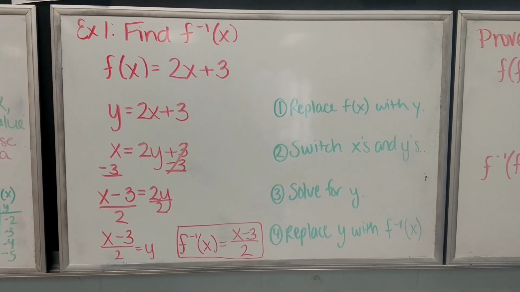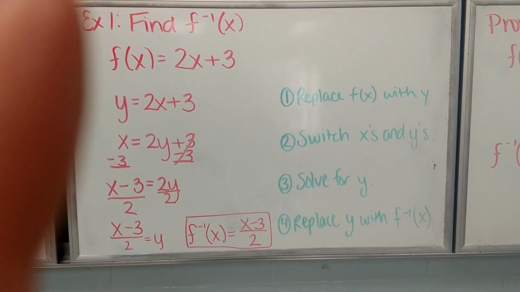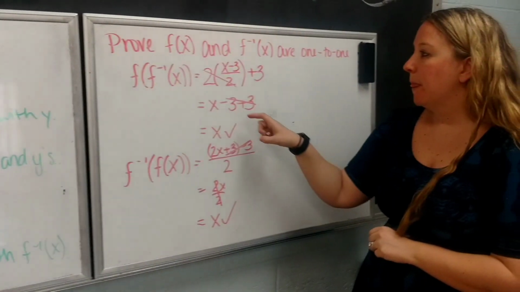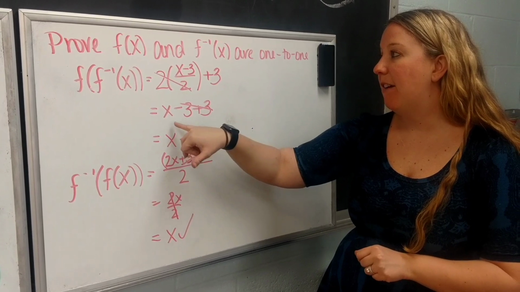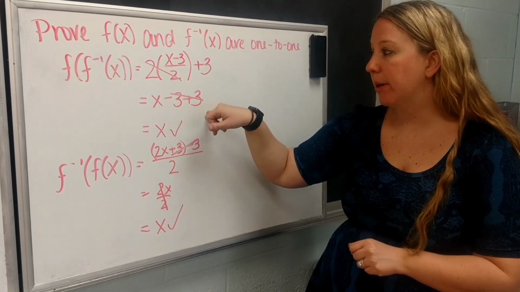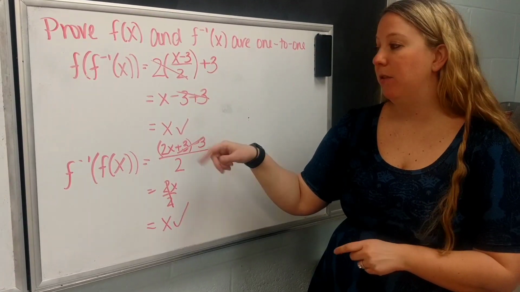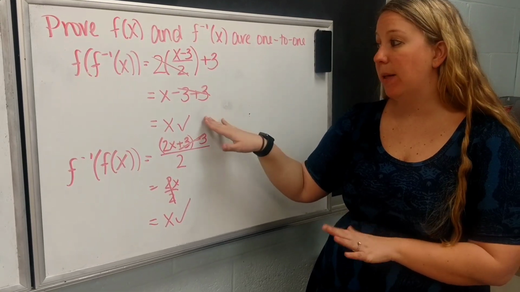So that's the inverse function to the original function. So here, my 2 over 2, these will cancel out, and I have x minus 3 plus 3. And those will cancel out, and I'm just left with x, which is what I want, so that's good.